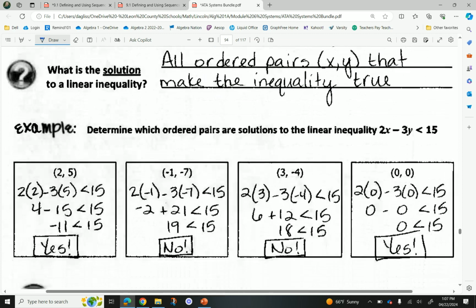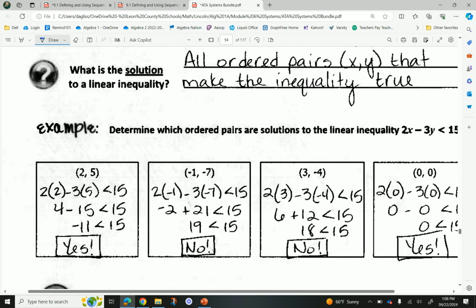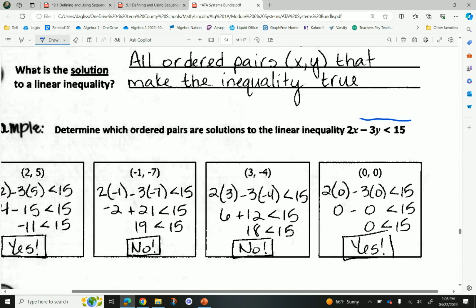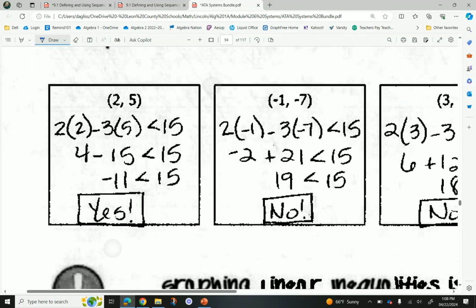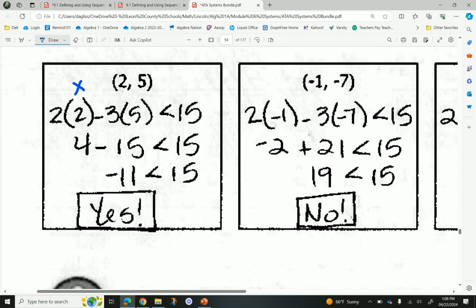So to determine if things work, we could plug them in, okay? Numerically, I can plug in points to an equation and see, does it work? So if I was testing the point 2, 5, is that a solution to my inequality, 2x minus 3y is less than 15? To test that, you would plug in 2 for the x, 5 for my y, and then you would simplify.